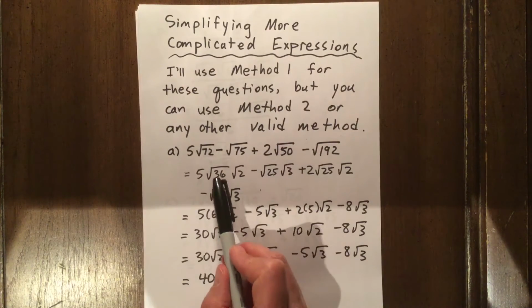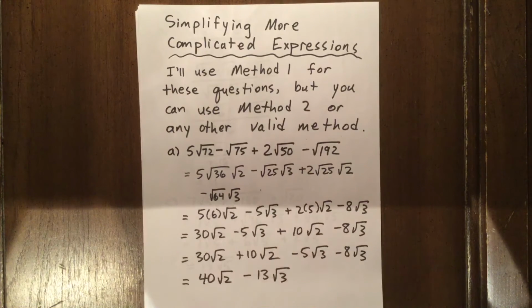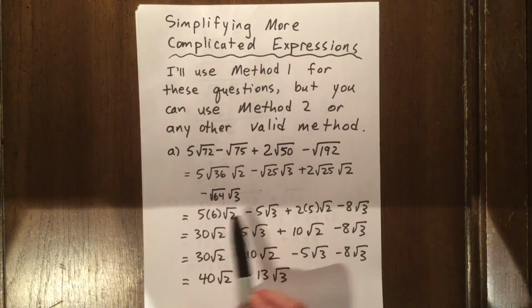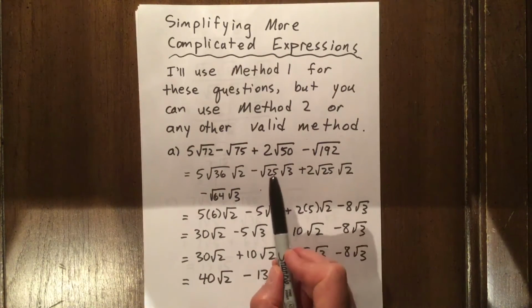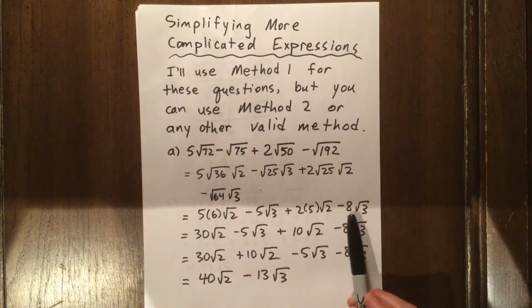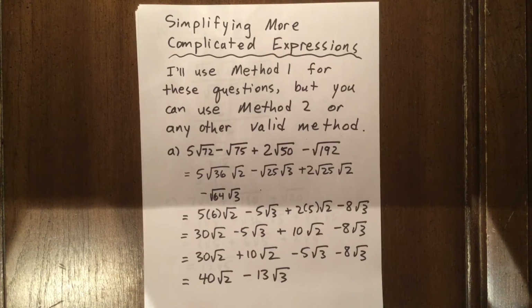And what's key about root 36, root 25, root 25, and root 64? What's key is that they all equal an integer. Root 36 is the same as 6, so I can call this 5 times 6 times root 2. Root 25 is the same as 5, so I can call this 5 times root 3. Root 25 is the same as 5, so I can call this 2 times 5 times root 2. And root 64 is the same as 8. Now, what I've got is 5 times 6 multiplies, so I get 30 root 2 minus 5 root 3. This 2 and 5 multiply, so plus 10 root 2 minus 8 root 3.